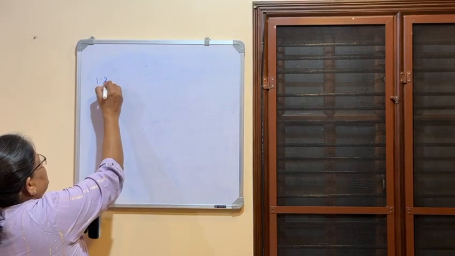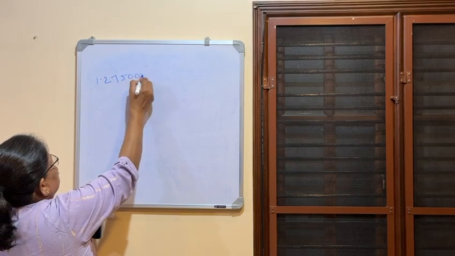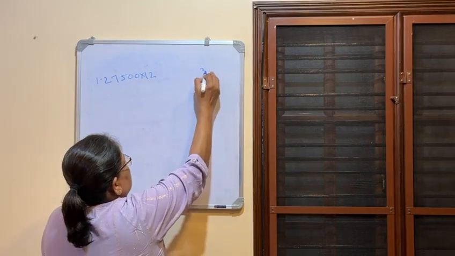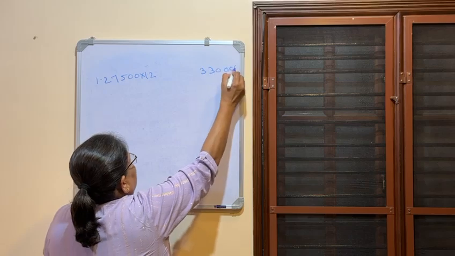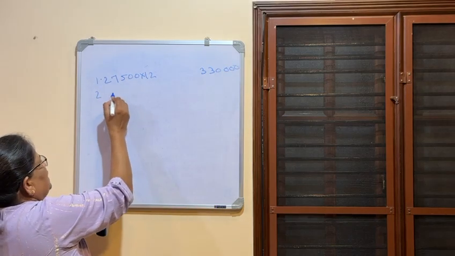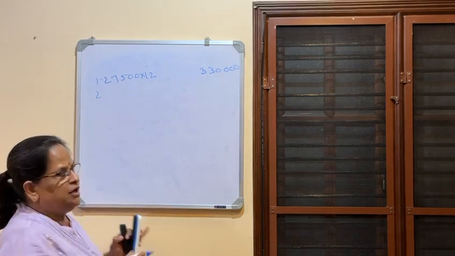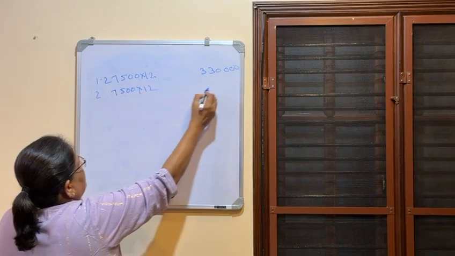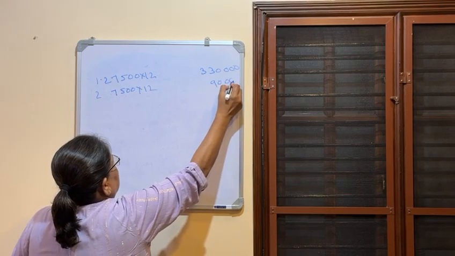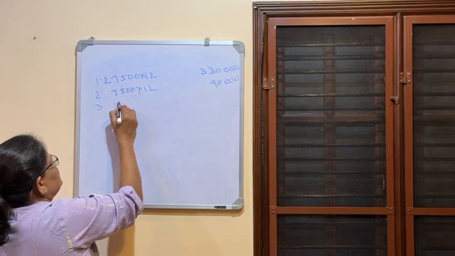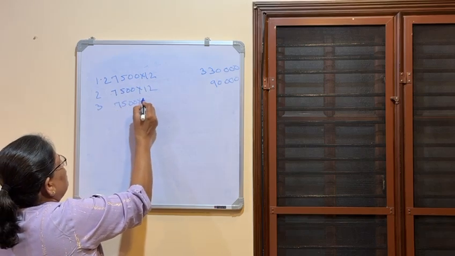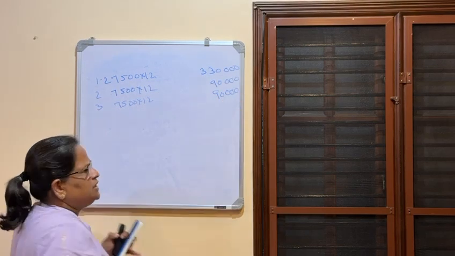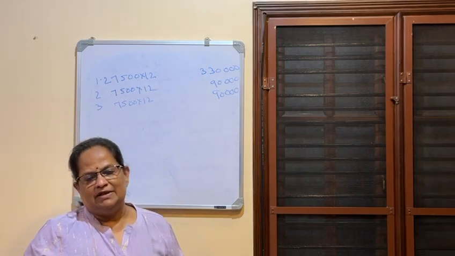Basic salary 27,500 into 12, the value is 3,30,000. Second is dearness pay 7,500 into 12, 90,000. Dearness allowance 7,500 into 12, again 90,000. Now running allowance.